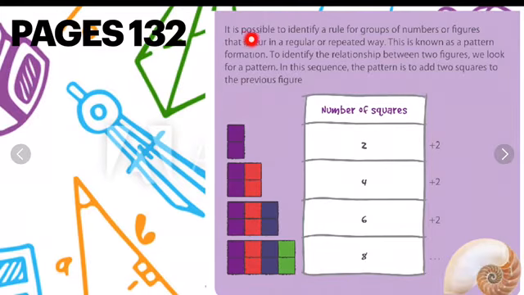It says it is possible to identify a rule for groups of numbers or figures that occur in a regular or repeated way. This is known as a pattern formation. To identify the relationship between two figures, we look for a pattern. In this sequence, the pattern is to add two squares to the previous figure.